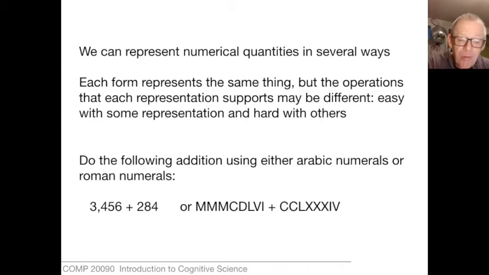So the manner in which you represent something doesn't only speak to the relationship between the thing represented and the thing that represents it. It speaks to the ease with which you can do things with it. So some representations will support some kinds of operations, and a different form of representation might make those kinds of operations harder. We're going to look at 5 examples of this.